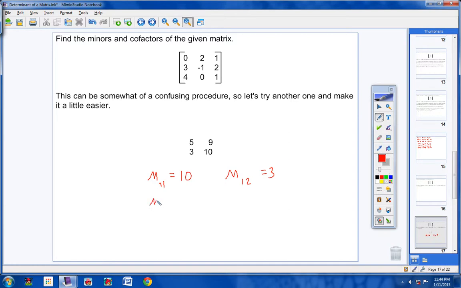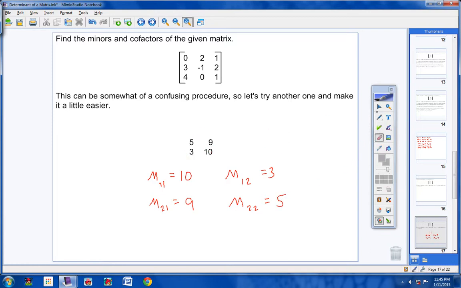Now let's go with minor 21. That's row 2, column number 1, leaving you with 9. Okay? And then we're looking at minor 22. That's row 2, column 2, leaving you with a 5. Okay. Now there's your minors.